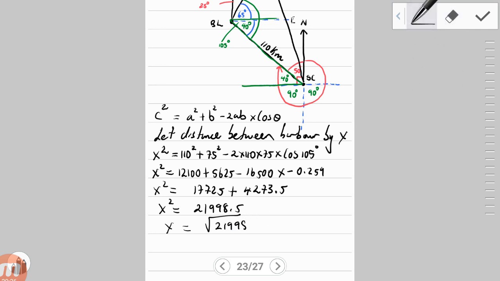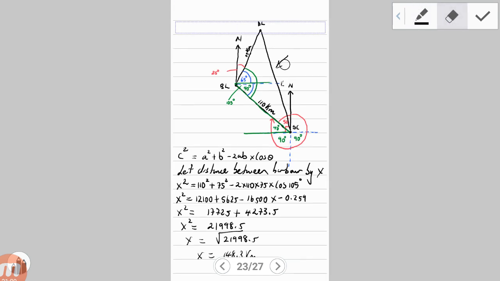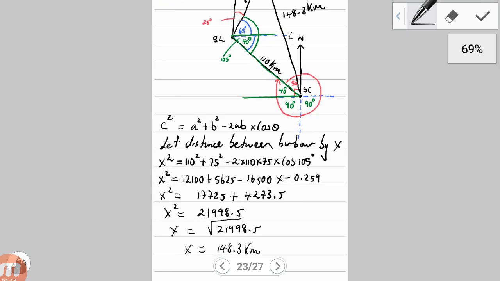The square root of 21,998.5, and we're going to find that x works out to be 148.3 kilometers, rounded off to one decimal place. And so this distance between Dark Light Harbor and Star City Harbor works out to be 148.3 kilometers. All right, so that was a really nice question there, guys.